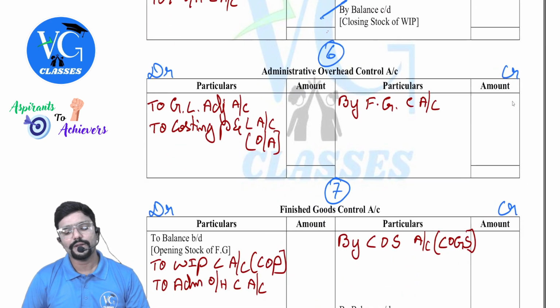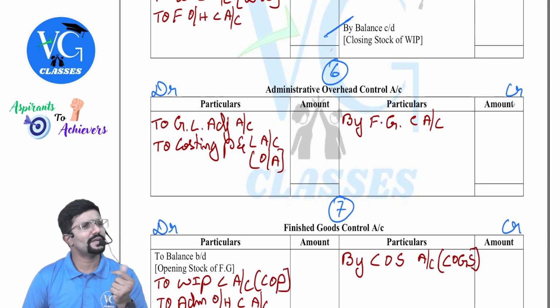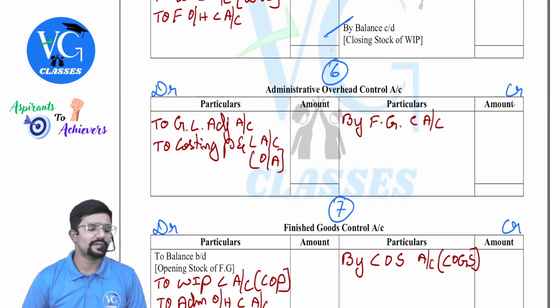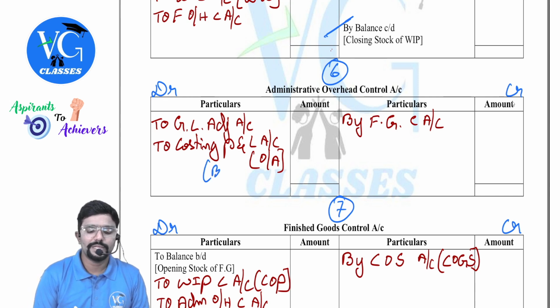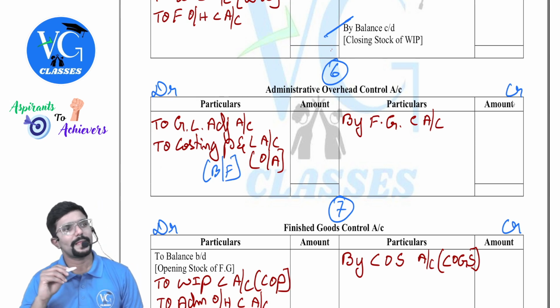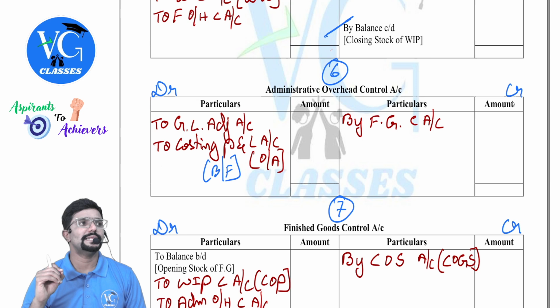Next, administrative overhead. If incurred is equal to observed again, nothing is the balancing figure. If not, here we have taken over absorption now. That would be the balancing figure.